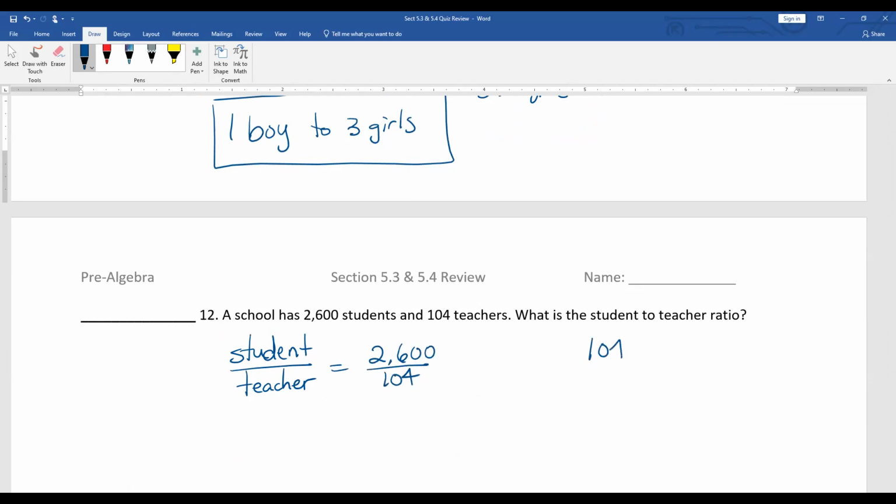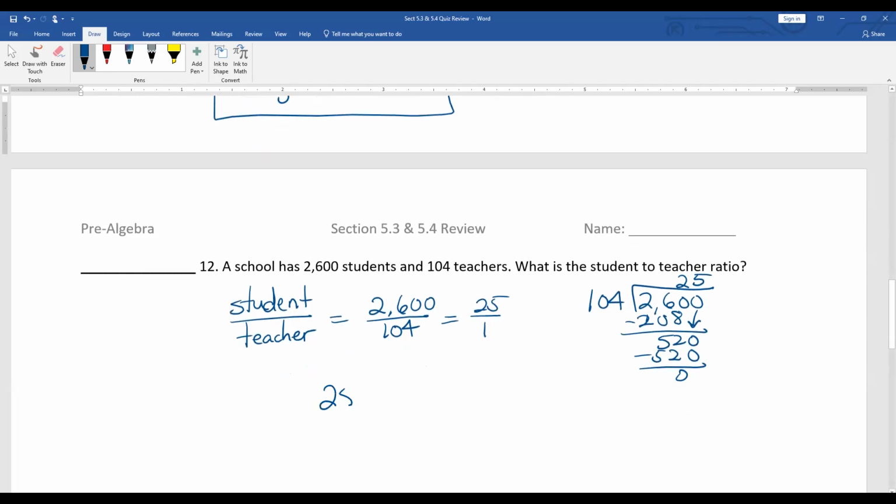I'm gonna see if that goes evenly into it. 104 into 2,600. So that goes twice, gives me 208. So that's a 52. All right, so 100 goes into 500 5 times. 4 goes into 20, so 5 times 4 is 20, and then, yep. All right, so that means that there are 25 students to every 1 teacher. So 25 to 1 teacher.